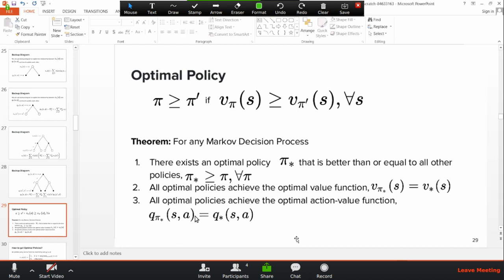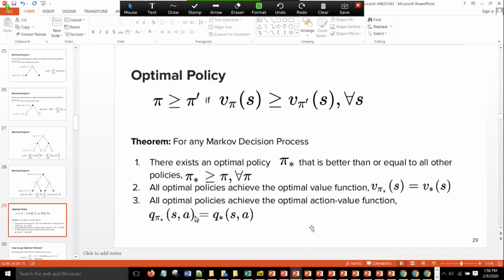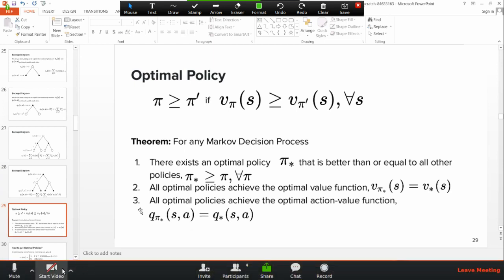All optimal policies achieve the optimal action value function. So whatever the optimal policy, you will get the optimal value function, or expected reward. The reward term will be at its maximum, the maximum possibility that can be obtained for the particular individual.